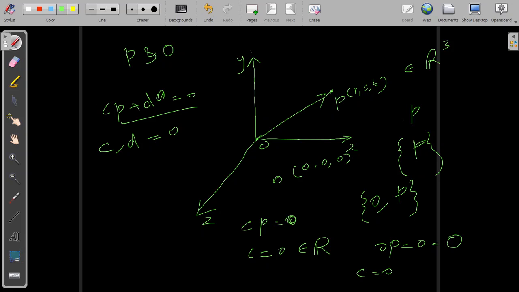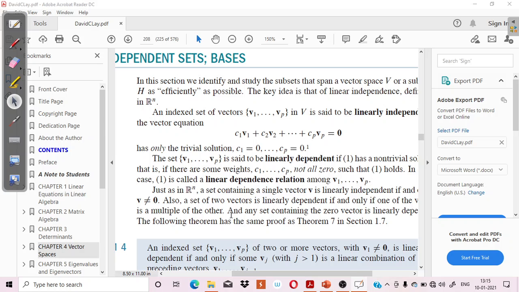For example, I have a P vector like this, and I multiply this P vector with the real number 3, or minus 1. Then we get minus P, which is exactly opposite to this point. So this point is minus P, or 3P means 3 times P. So these vectors are linearly dependent vectors.